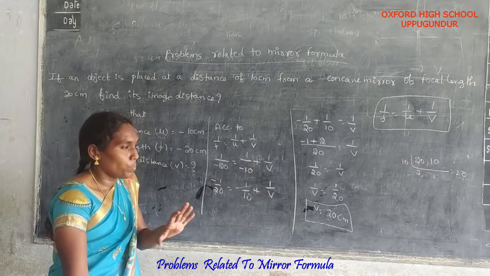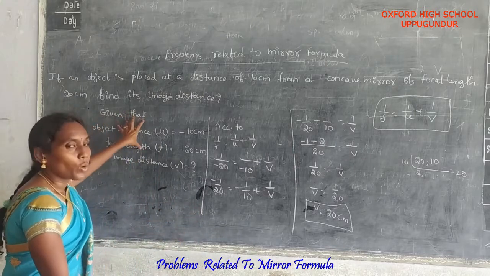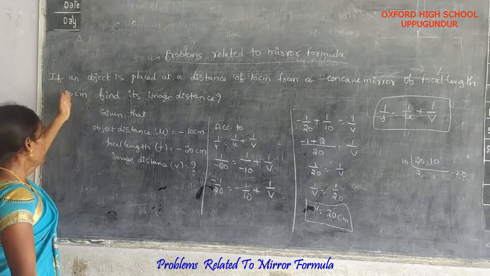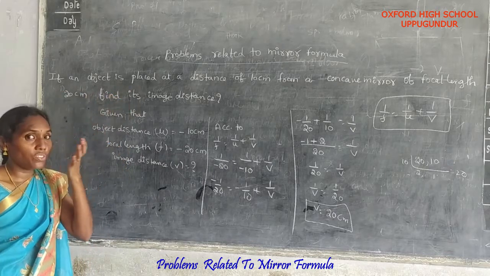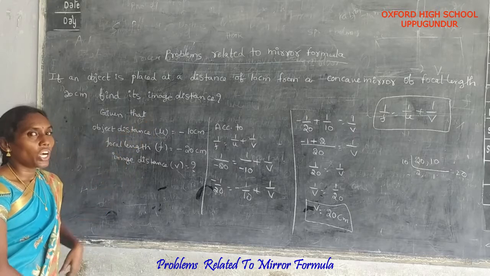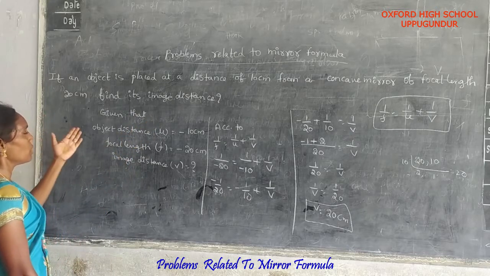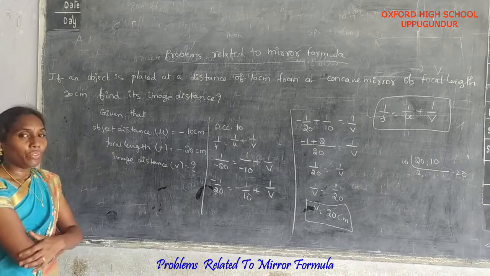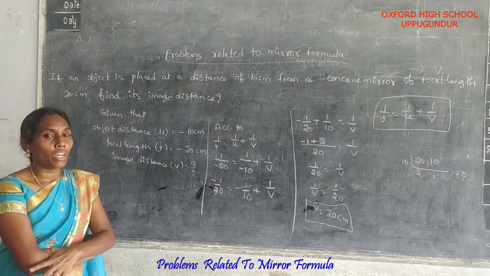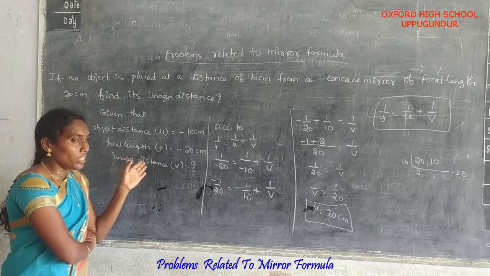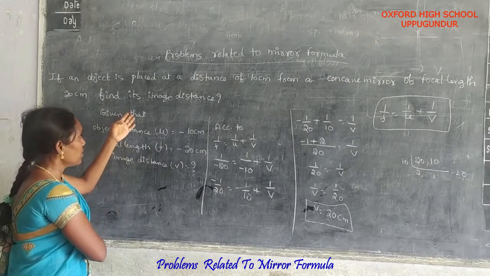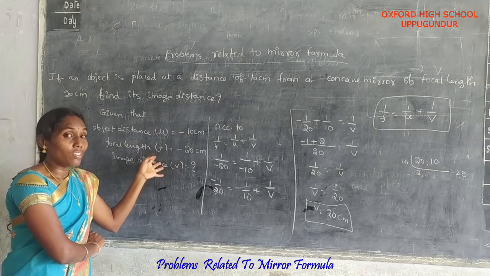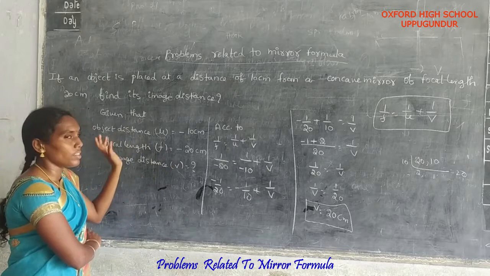Once again I will explain. These are the problems related to the mirror formula. The problem is: if an object is placed at a distance of 10 cm from a concave mirror of focal length 20 cm, find its image distance. In this problem, we have to find the image distance. The object distance and the focal length of the mirror are given. The required value is image distance.